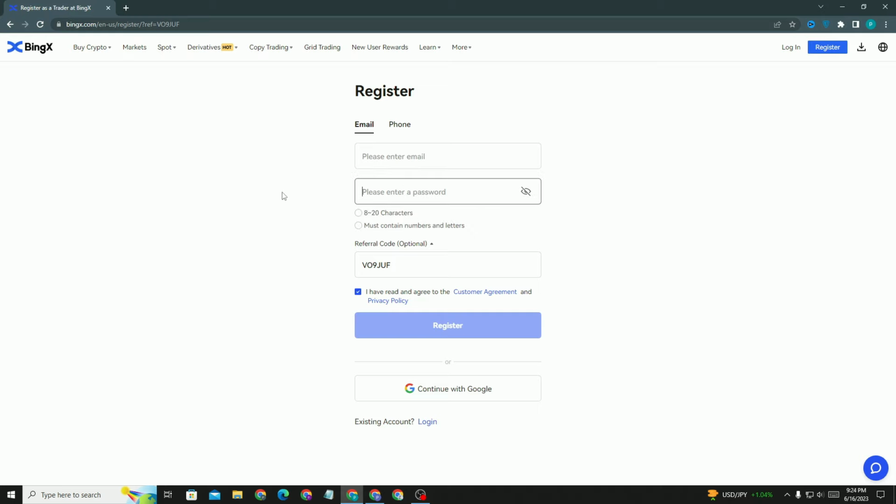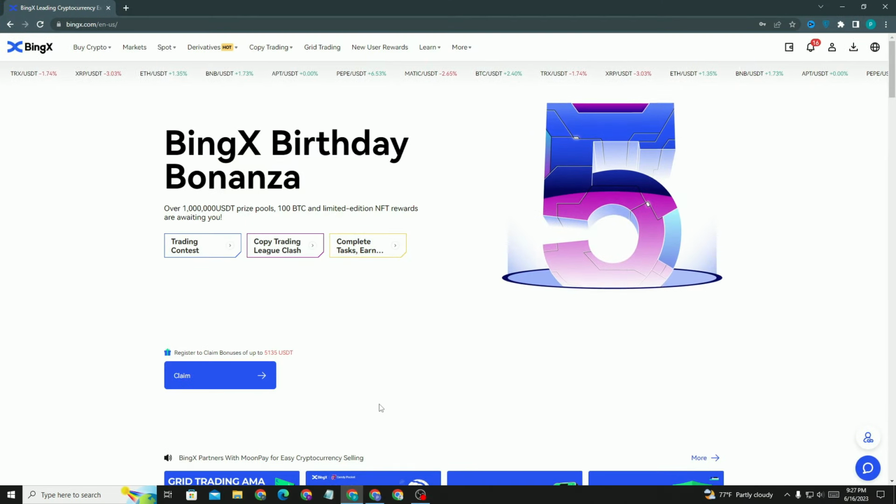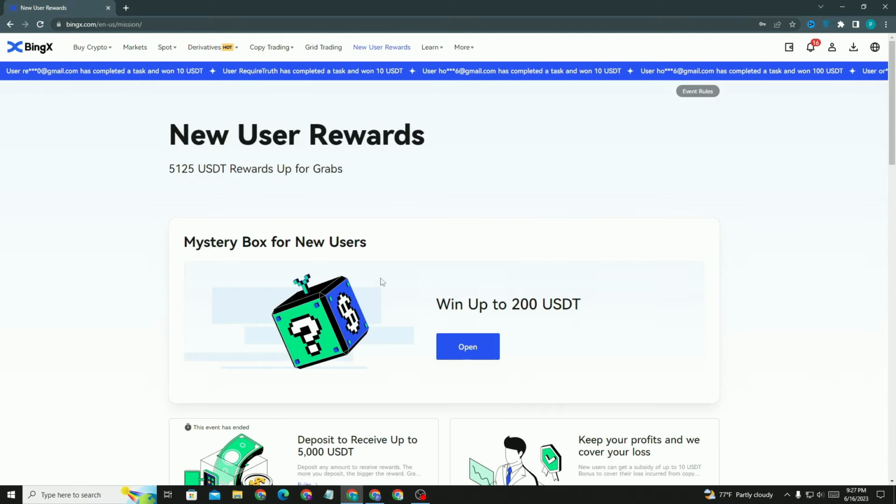If I open this kind of interface, I cannot provide my email address and password here, it's against YouTube policy, so I will register later. But you need to enter your email and your password, then only you can tap on register. After the registration, you can see this kind of interface, like the BingX birthday bonanza. You can simply claim the reward.